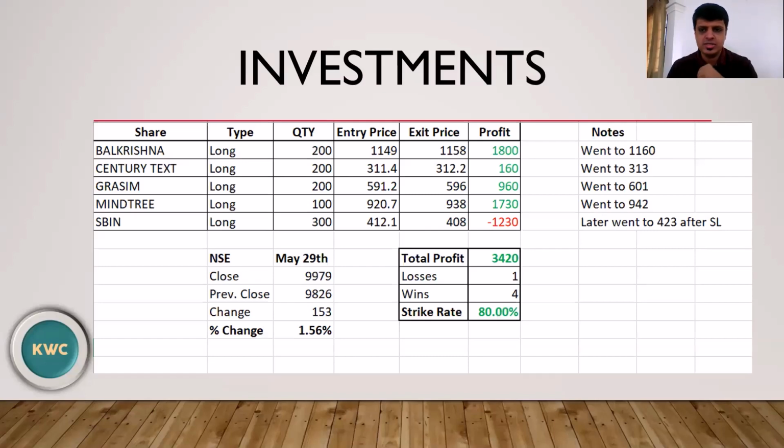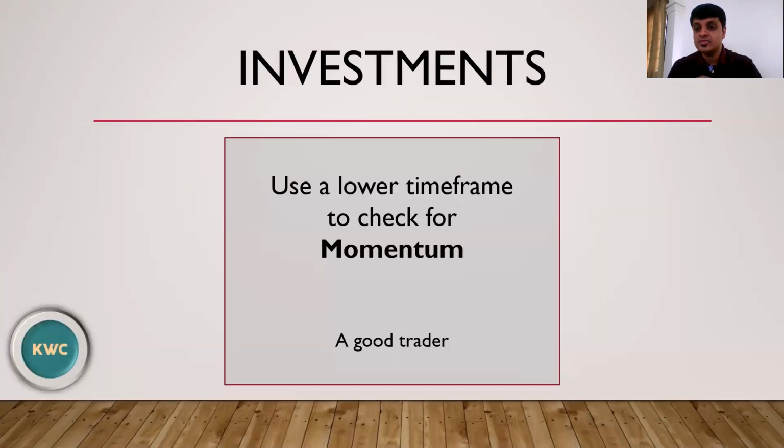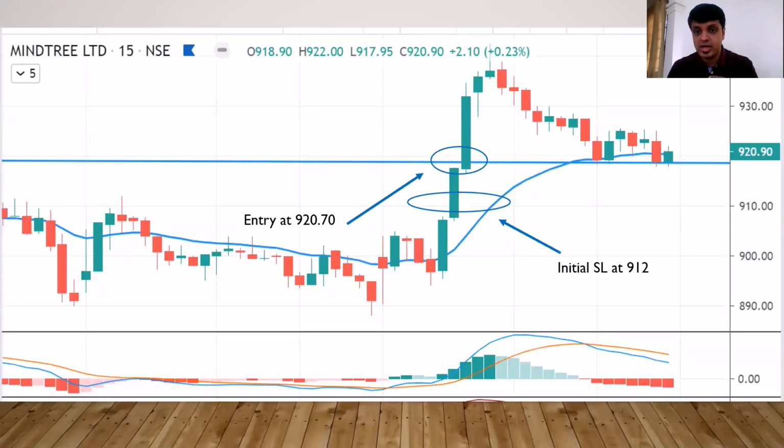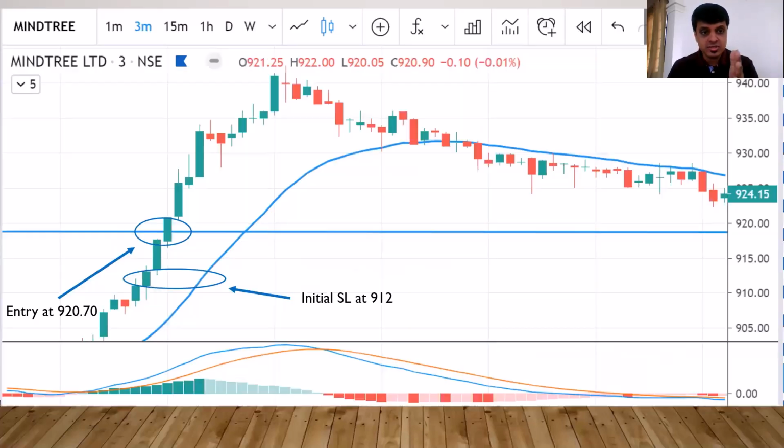We did Mindtree yesterday. I got in at 920.7. Now I'm using the 15-minute chart, right? I got in at 920.7, and I put my initial stop loss at 912. And then when the stock started moving up, I immediately shifted to a lower time frame, and the lower time frame I used was the 3-minute chart. So when you see in the 3-minute chart, you can see that, yeah, here I entered, here's my stop loss, and it's going up like this, like this, like this.